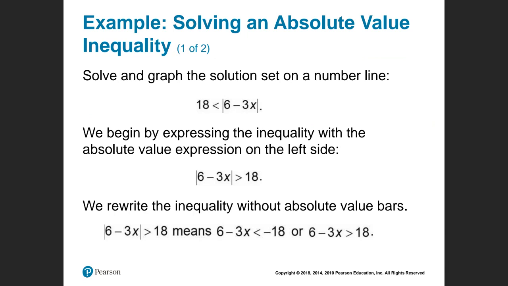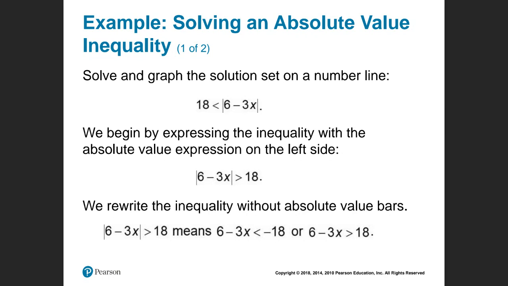Now solve and graph the solution set on a number line. 18 less than absolute value quantity 6 minus 3x. To make it easy, put the variable x on the left side, the number on the right side. We begin by expressing the inequality with the absolute value expression on the left side. So we got absolute value 6 minus 3x greater than 18.